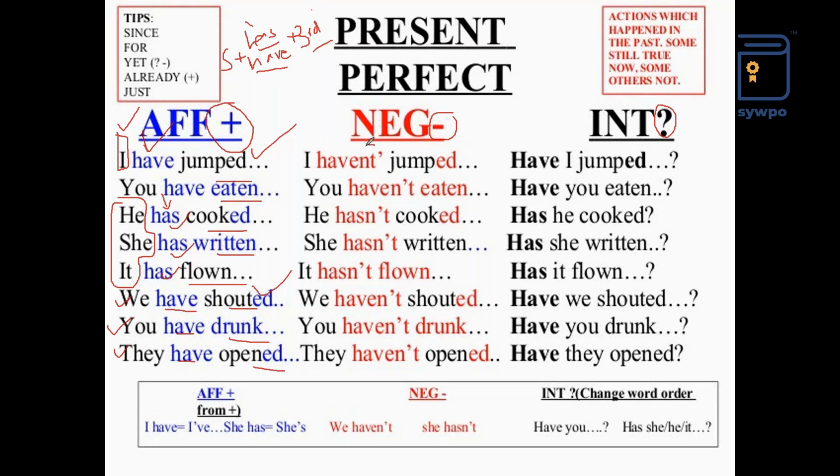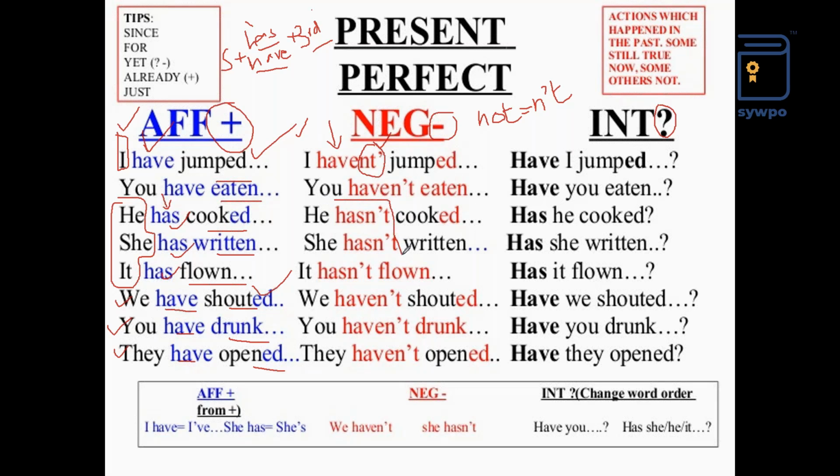The negative is, always remember, we introduce the not, negative not, after have or has. So you write the subject first, then have or has, and then you write negative not. Now you can actually write it in short. Negative not, when you write it in short, it should be like this: n apostrophe t, with have or has. So I haven't jumped, you haven't eaten.